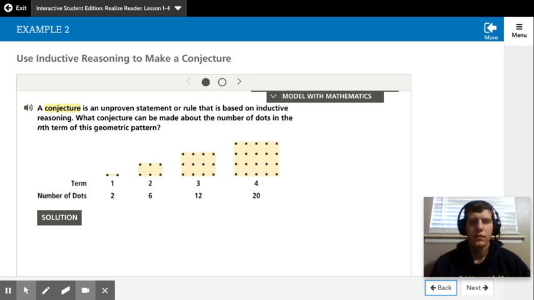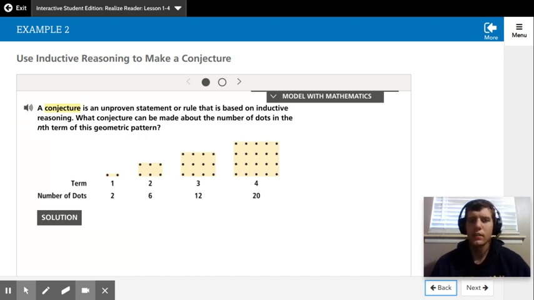A conjecture is an unproven statement or rule that is based on inductive reasoning. Inductive reasoning is when you utilize patterns to make a prediction of what's going to come next. The conjecture is the rule that you come up with. It's the expression or the equation or the algorithm that you come up with to make the prediction of what's going to come next.